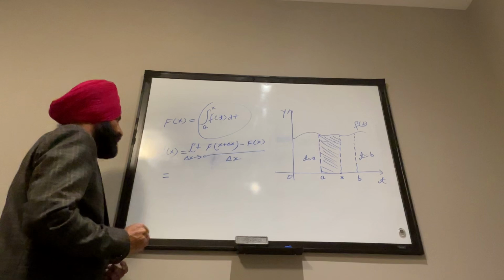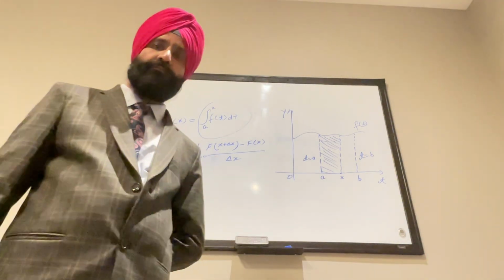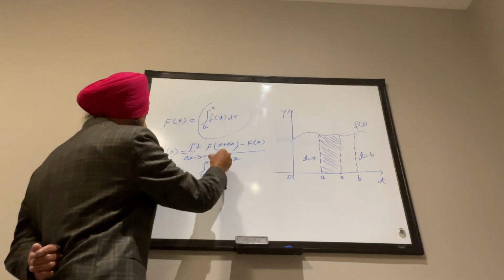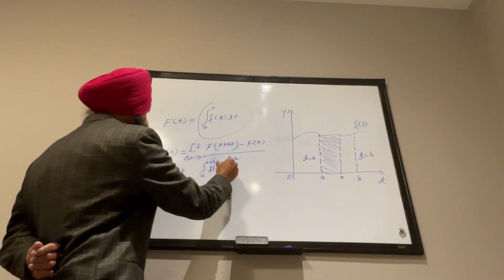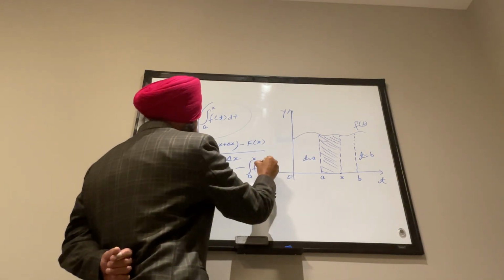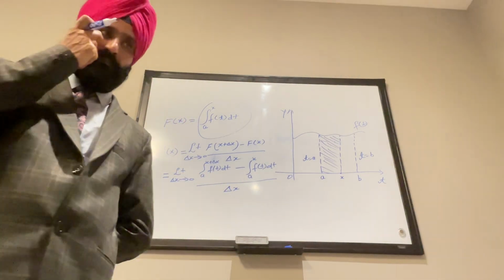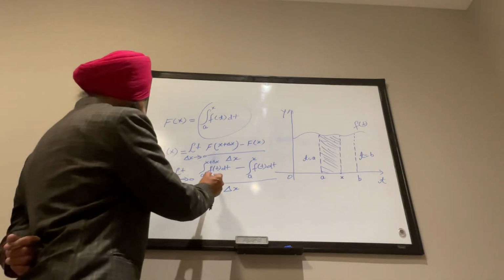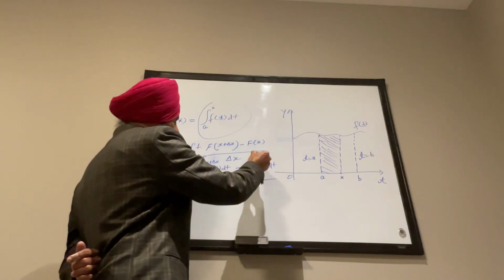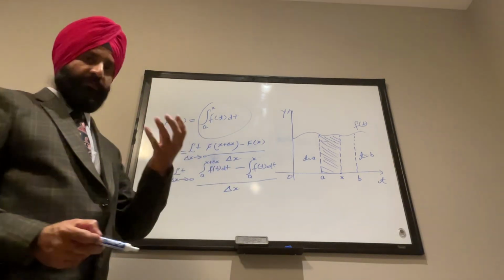This can be written as the limit as delta x approaches 0, and by the definition of F we write here the integral from a to x plus delta x of f(t) dt minus the integral from a to x of f(t) dt, divided by delta x. Next, you see here, this represents one area and this represents another area. When we subtract this area from this area, we are left with some other area.